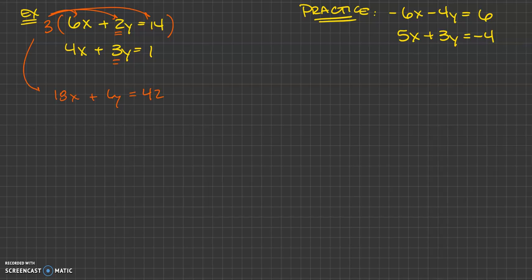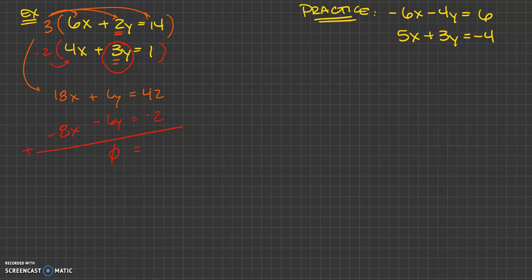But now, let me change colors here again. What about this bottom equation? Again, I need this to become a -6y because that's what it's going to take. I need that to go to 0. How do I do that? I'm going to multiply by this 2, but I'm going to make it negative. So watch what happens when I distribute. That's going to be -8x minus 6y is equal to -2.